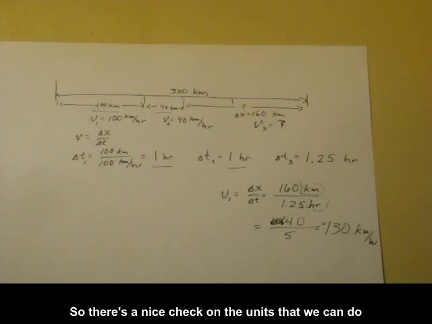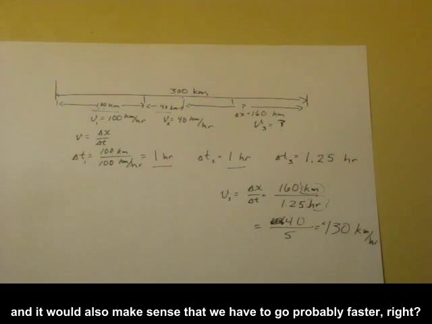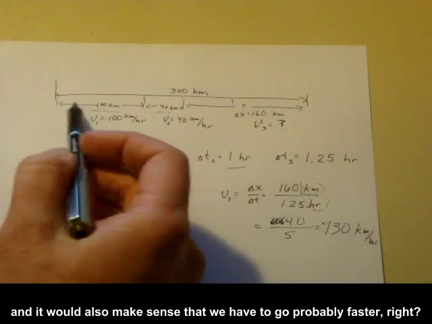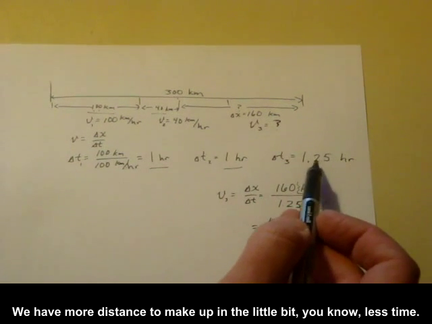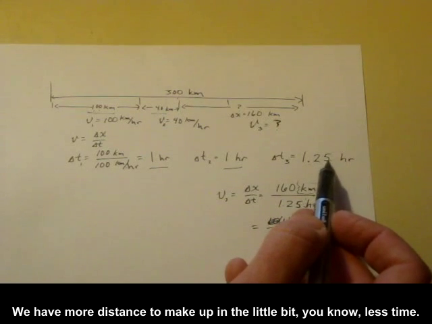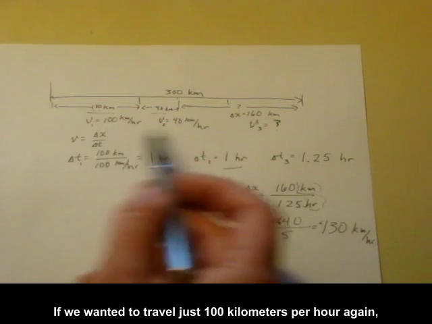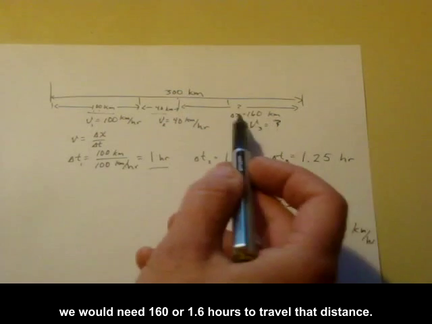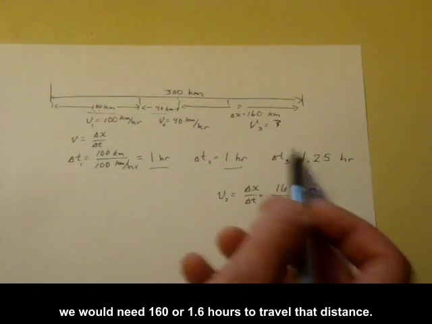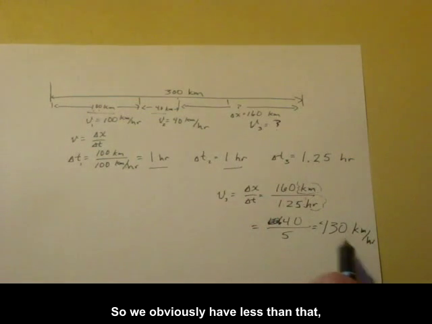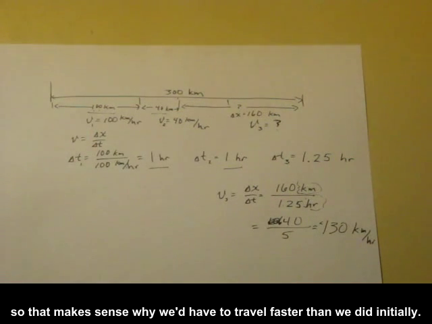So there's a nice check on the units that we can do, and it would also make sense that we have to go probably faster, right? We have more distance to make up in a little bit less time. If we wanted to travel just 100 kilometers per hour again, we would need 160, or 1.6 hours, to travel that distance. So we obviously have less than that. So that makes sense why we'd have to travel faster than we did initially.